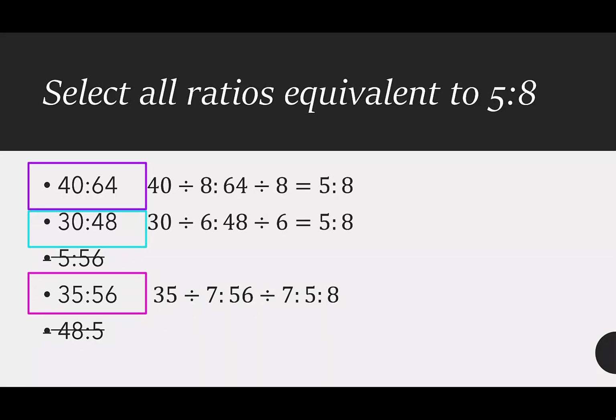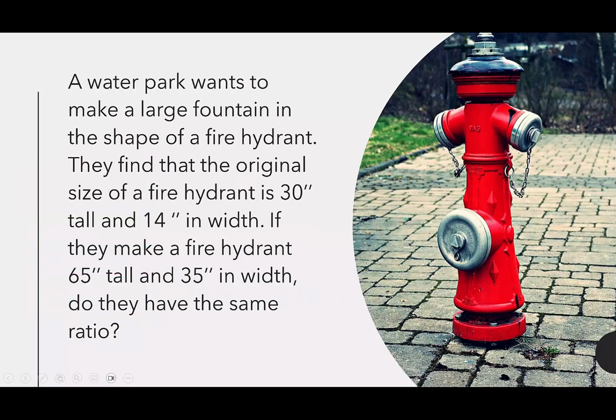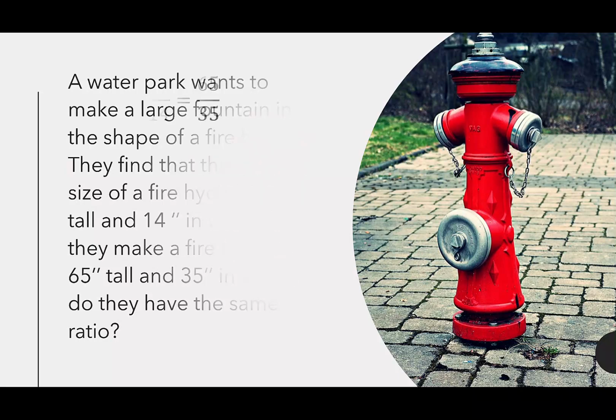Let's look at some examples of how we could use ratios in the real world. A water park wants to make a large fountain in the shape of a fire hydrant. They find the original size of a fire hydrant is 30 inches tall and 14 inches in width. If they make a fire hydrant 65 inches tall and 35 inches in width, do they have the same ratio? To start, we're going to take these numbers and write them as fractions. I'll write 30 over 14 and 65 over 35.